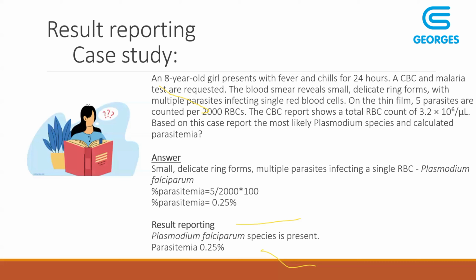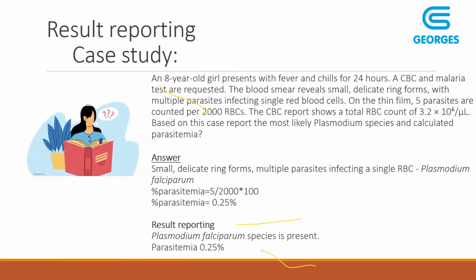Based on this case report, the most likely species is Plasmodium falciparum. So the delicate rings, multiple parasites infecting an RBC, and then they are small in size. This is a typical Plasmodium falciparum.